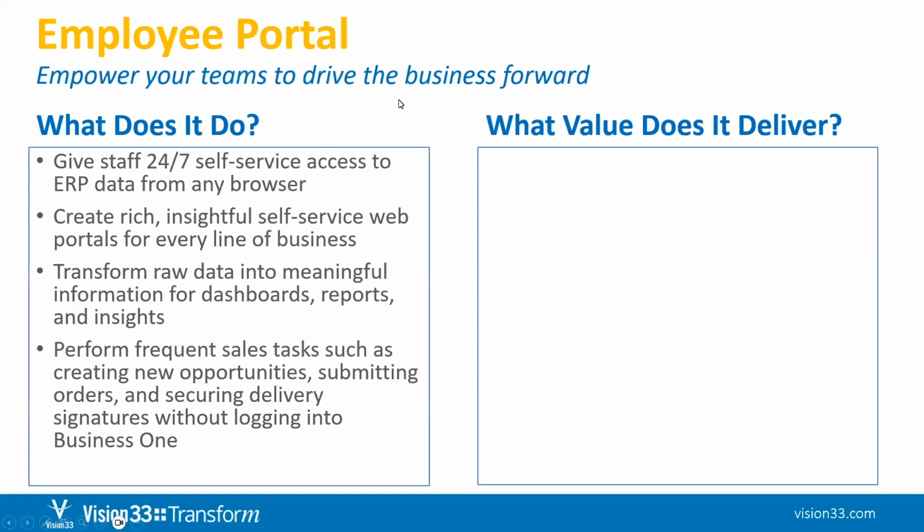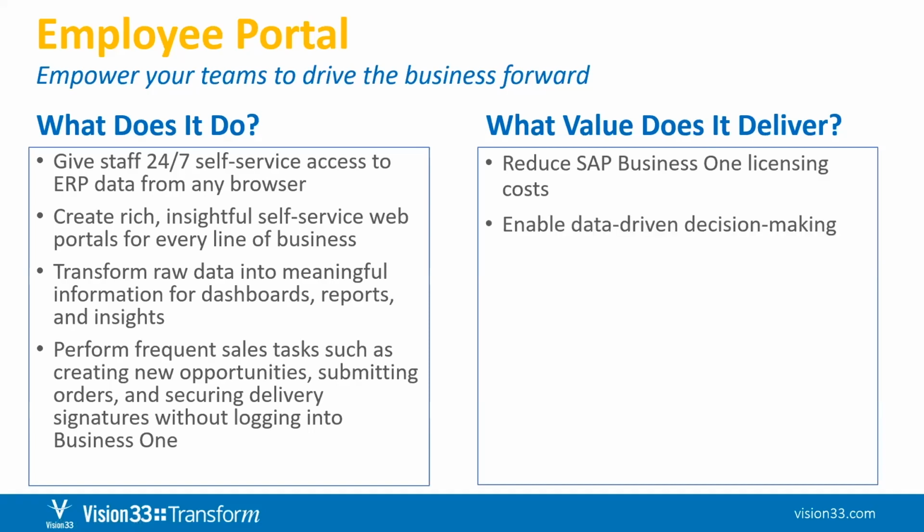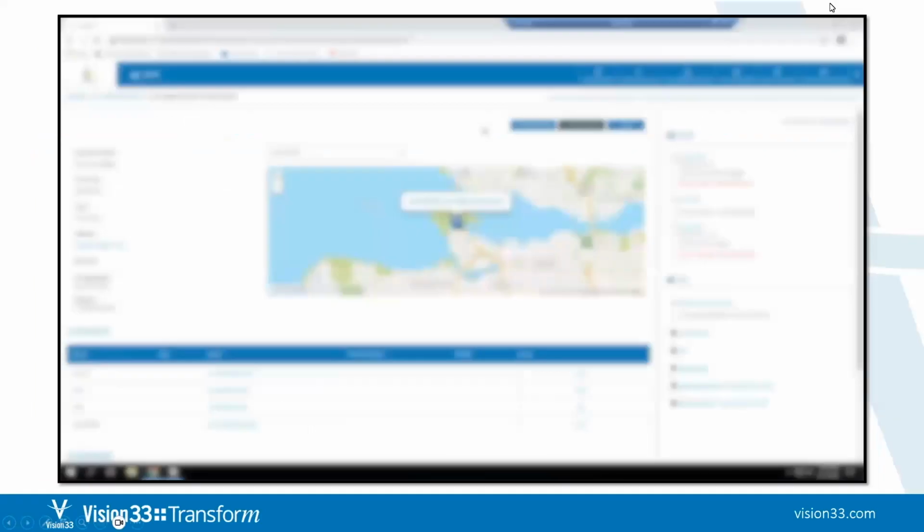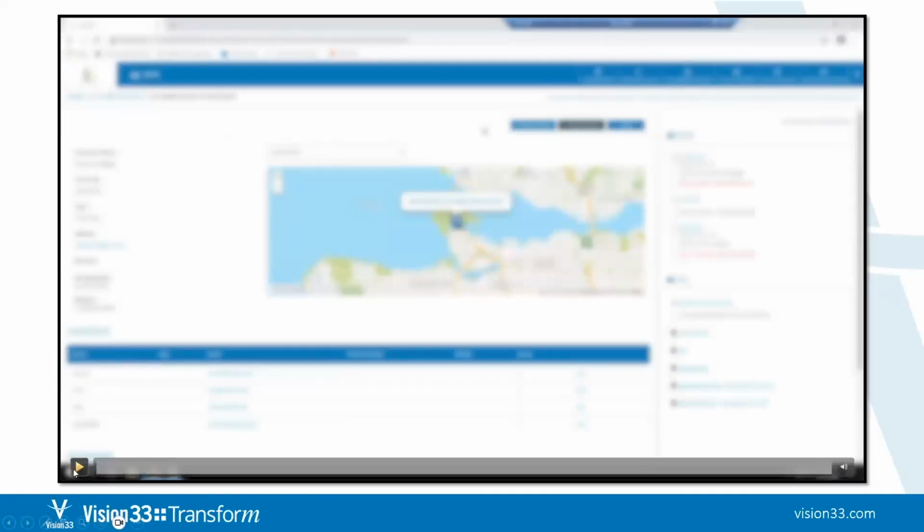So what value is that? Well, we reduce SAP Business One licensing costs. That's a significant benefit for certain. It enables data-driven decision-making. So people aren't guessing, they're getting the real data and a real answer to make decisions and recommendations on. It boosts our operational efficiency for certain, and we just get more value out of our Business One investment in general. So let's take a look now at an example of how to create an order in the employee portal.